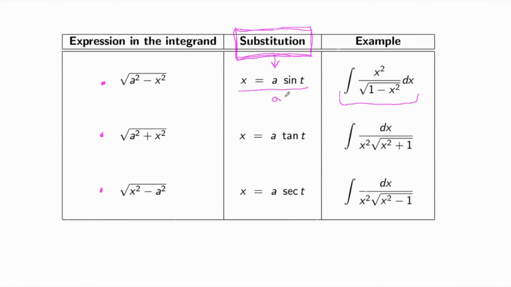where the constant a is 1. Similarly, if we want to compute this integral, we can use the substitution x equals a times tangent t, where the constant a is 1. If we want to compute this integral, we can use the substitution x equals a times secant t, here also the constant a is 1. Let's look at those examples more closely.